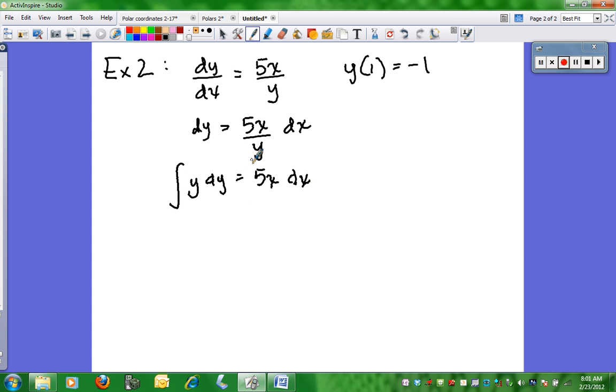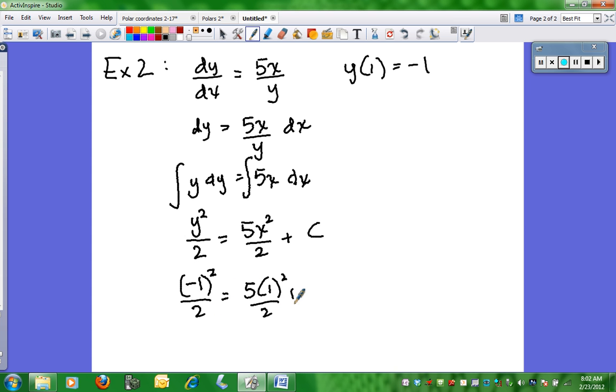So we take the antiderivative of both sides again, just like always. What is the antiderivative of y? It should be y squared over 2 equal to, over here we have 5x squared over 2 plus c. At this level, we now solve for c. Before we do any other mathematics, we solve for c. So we put 1 in for x, negative 1 in for y. So we have negative 1 squared over 2 equal to 5 times 1 squared over 2 plus c. Negative 1 squared is 1, so we get 1 half equals 5 halves plus c. We subtract both sides by 5 halves to solve for c, and we get c is equal to negative 4 halves.